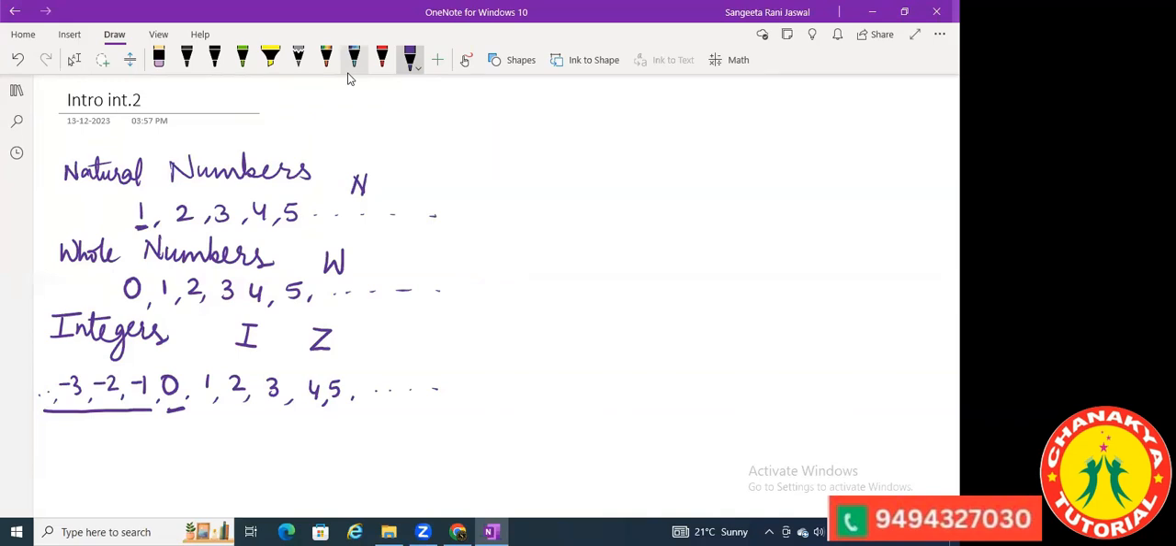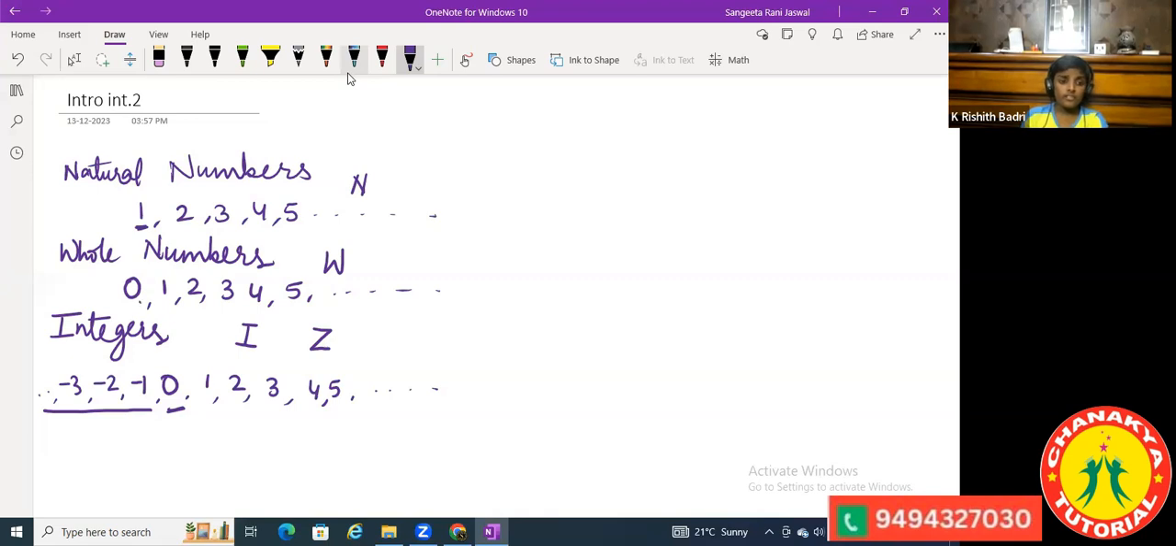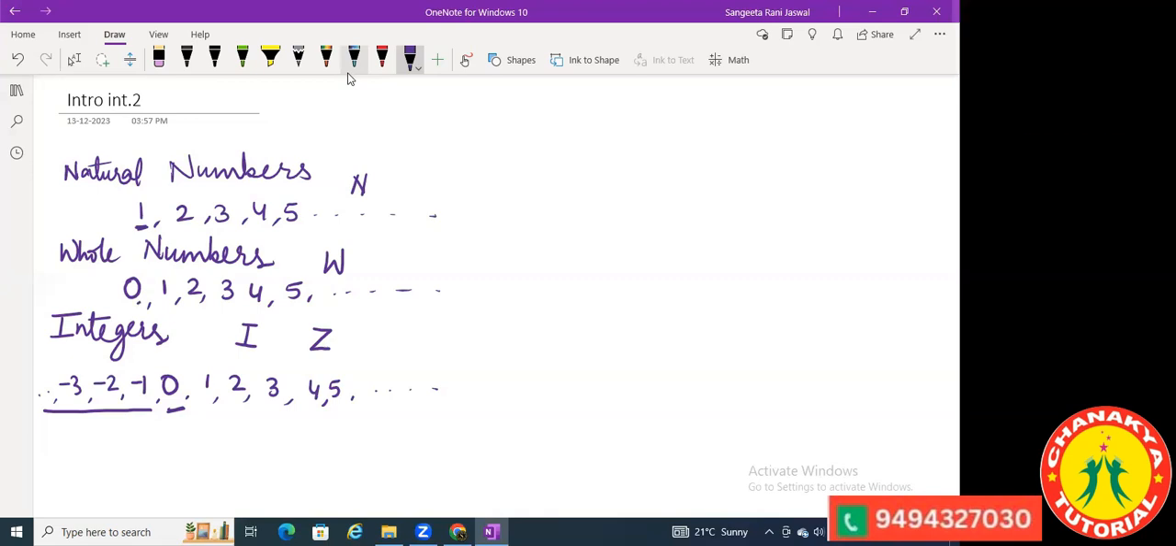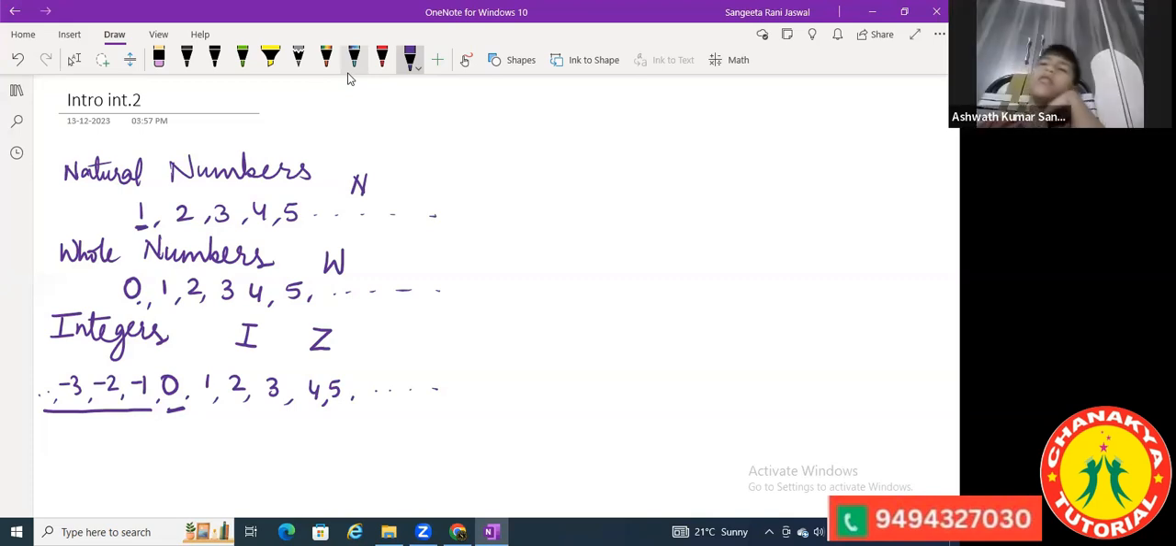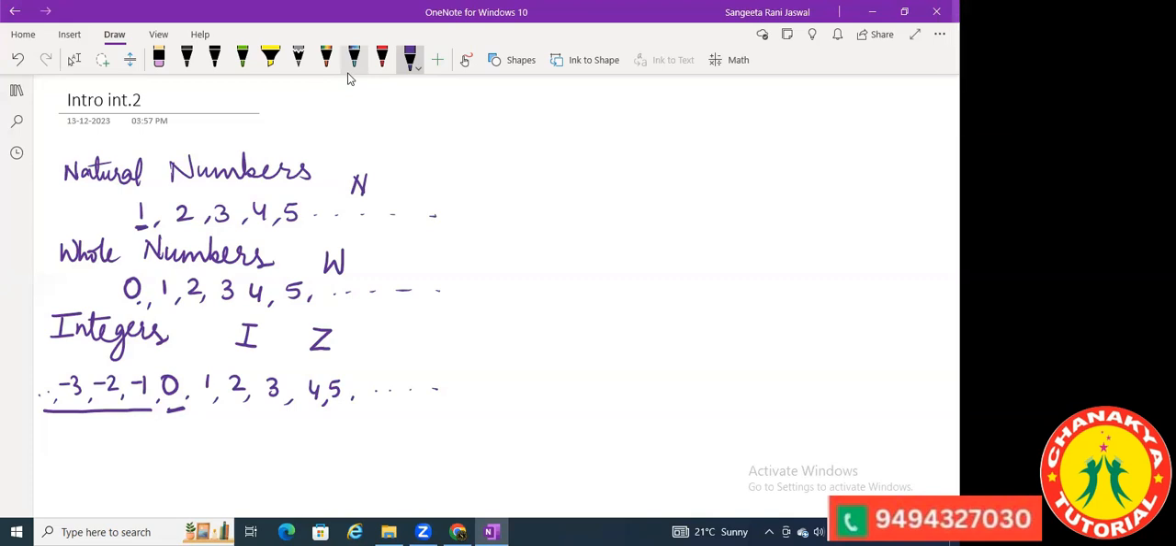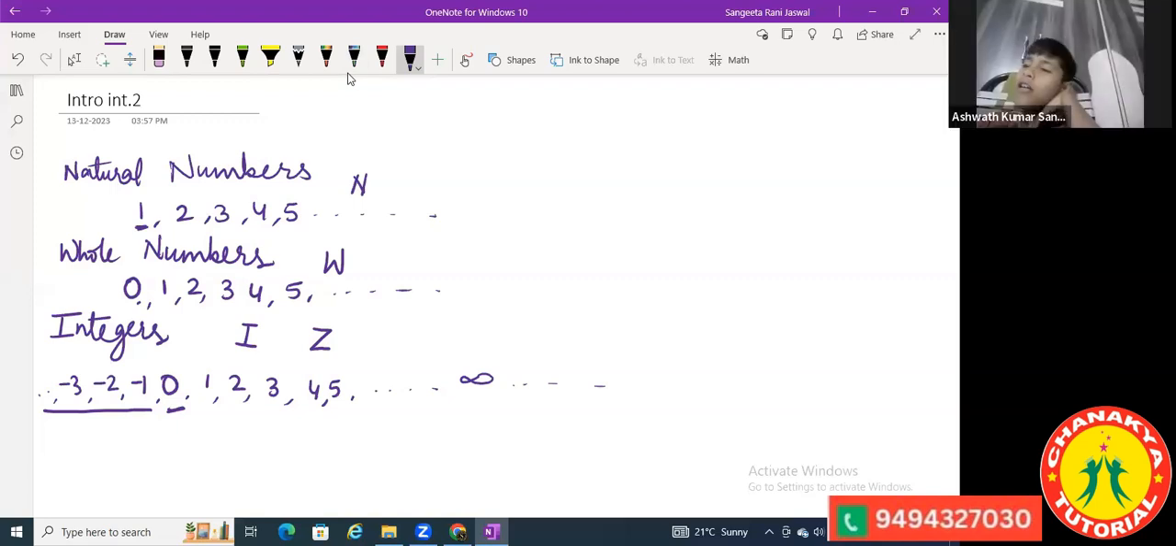So what is the difference here? Natural numbers start from 1. Whole numbers start from 0. Integers include negative numbers, so they have no starting point. When you move towards the negative side, there is no end to it. As we don't have any end here, it goes on till infinity, right? So here also there is no end.